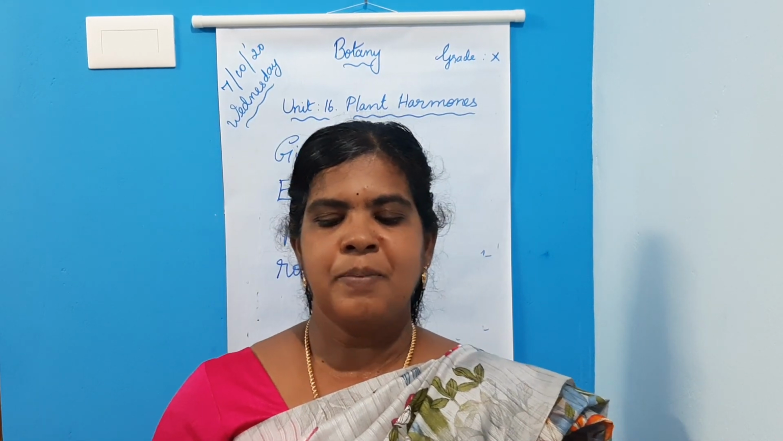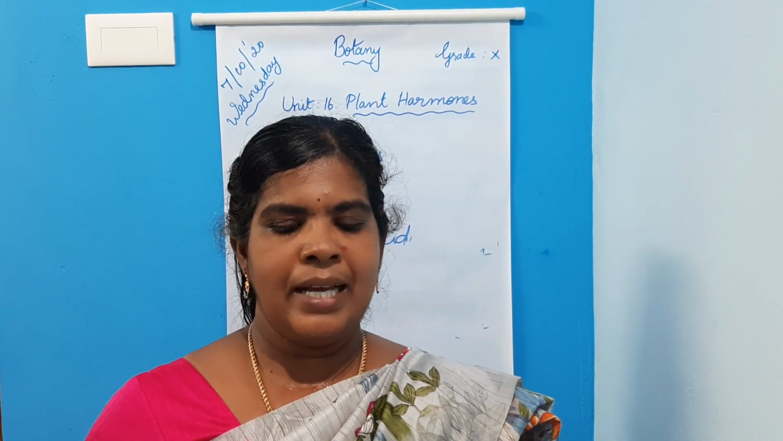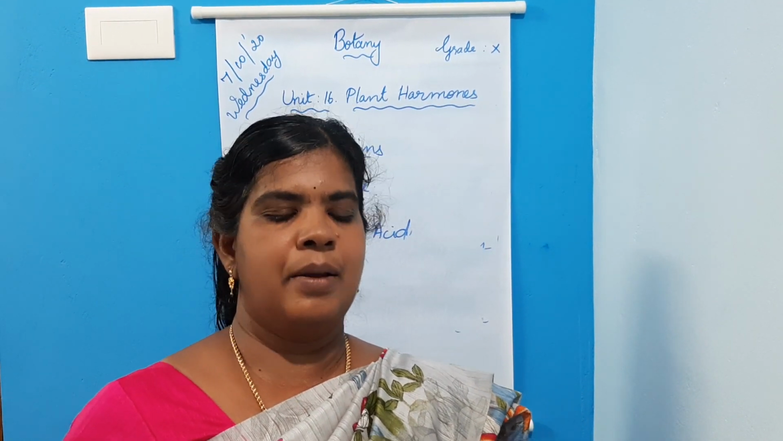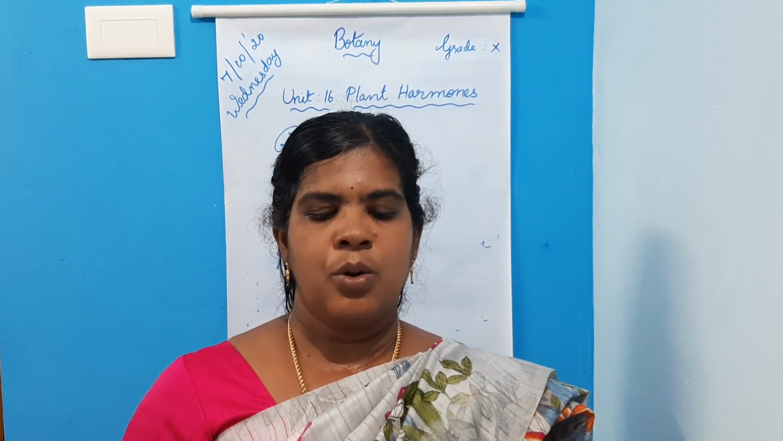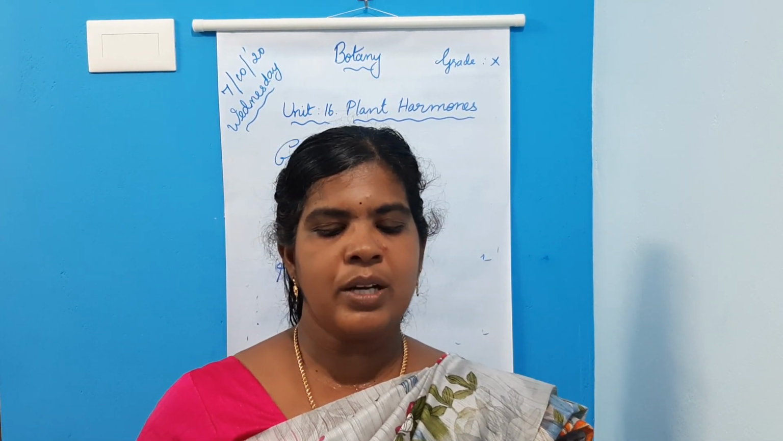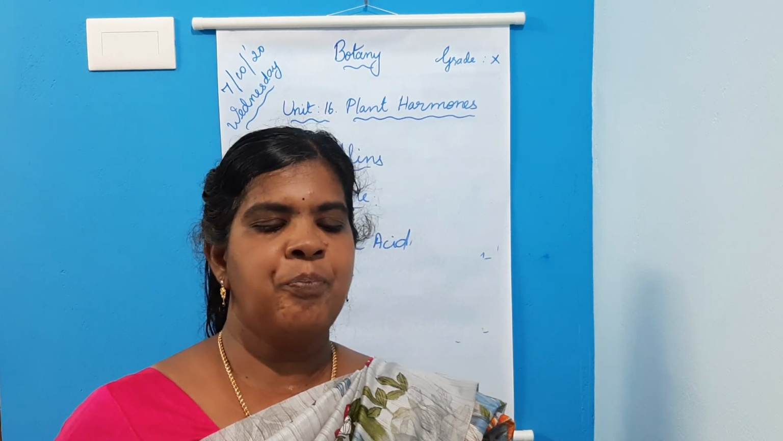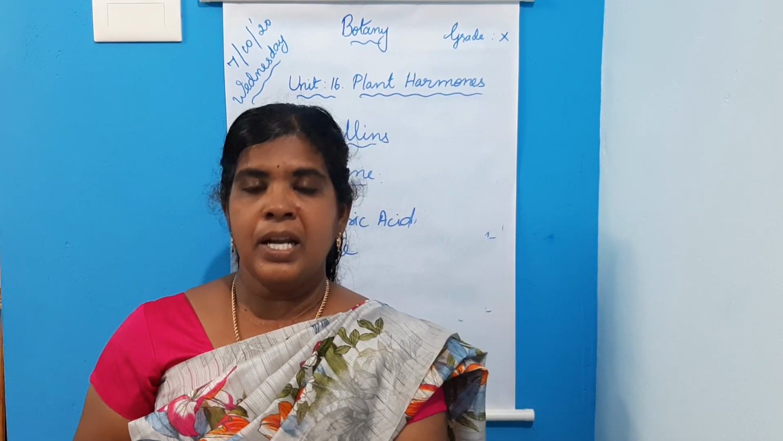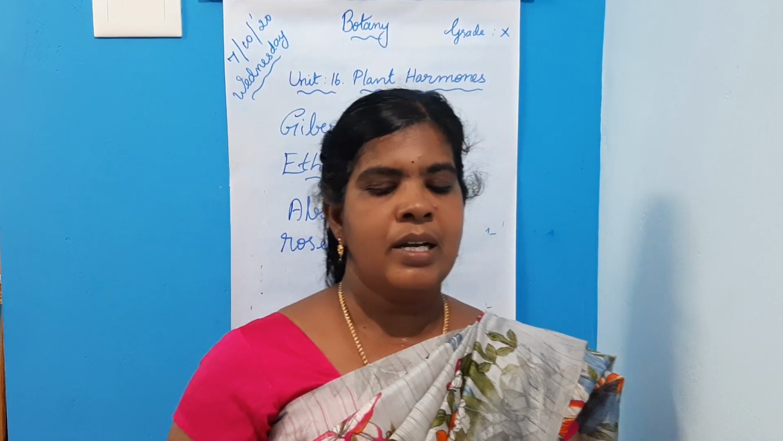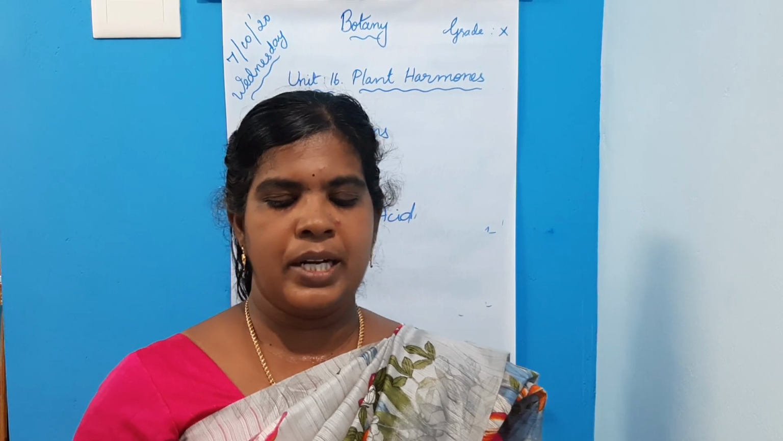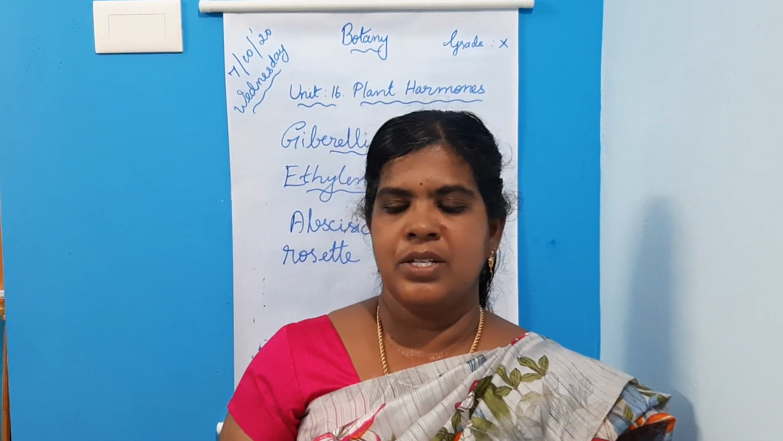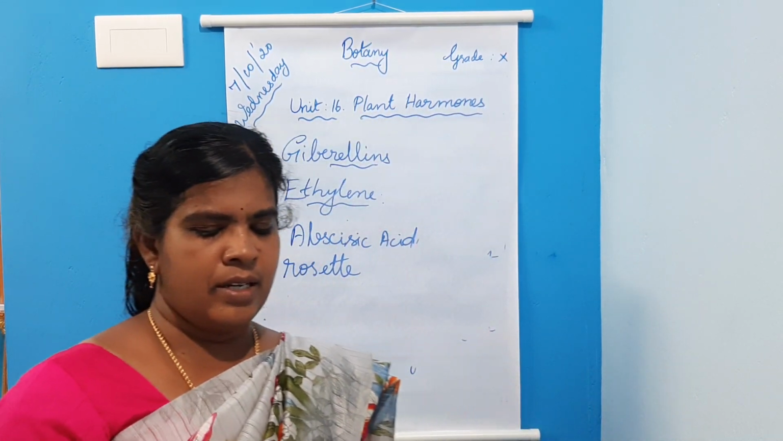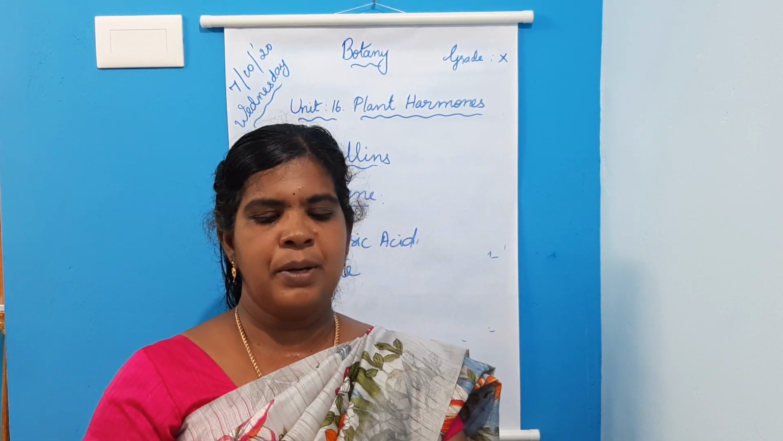Third one, abscisic acid, chloroplast, abscission. Fourth one, cytokinin, coconut milk, cell division. Last one, gibberellins, Gibberella fujikuroi, internodal elongation.